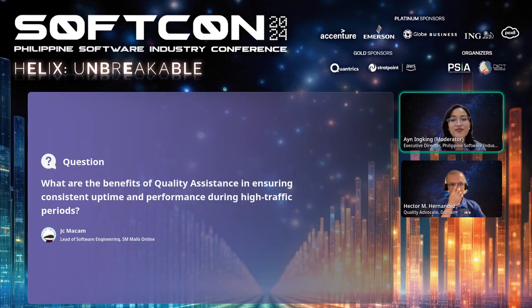What are the benefits of quality assistance in ensuring consistent uptime and performance during high traffic periods? Well, if you're using quality assistance, it's a safe bet that your regression testing is fully automated. So I'm going to assume that during high traffic, what happens if there's an error? I'm assuming that's the context of your question.